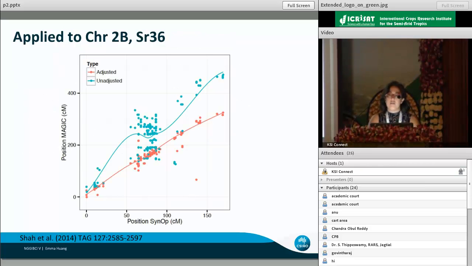So when we apply this to chromosome 2b, we can see that the green line and the green points, which are the unadjusted positions on the map, represent the smooth S-curve of the positions on the map, and you can see that there's this hump in the middle, which is caused by a number of markers which we can't place accurately. So we're comparing the MAGIC map here to the synthetic Apata map, which has no segregation distorter. Once we apply the correction, though, which are the red points and the red line, we get a much more linear relationship, and we're able to more accurately position the markers which are near that segregation distorter.